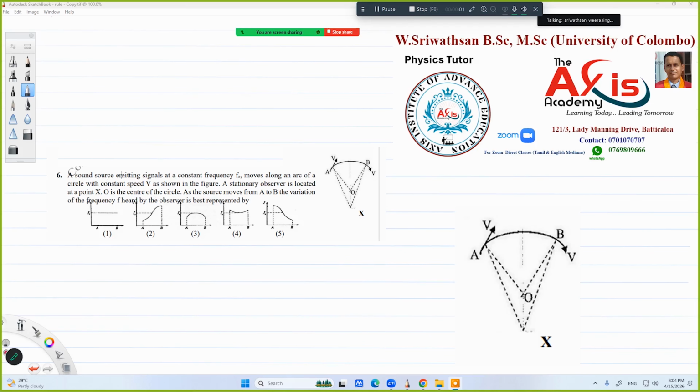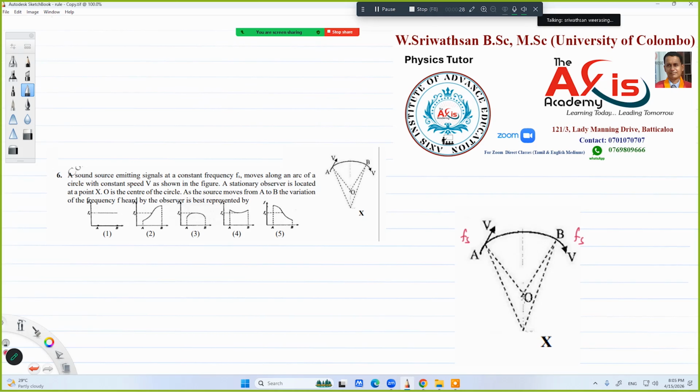A sound source emitting a signal at a frequency fs moves along an arc of a circle with constant speed v, as shown in the figure. For example, a car moving in a curved path with a constant speed v, emitting a sound of frequency fs. That is a constant frequency; it won't change.